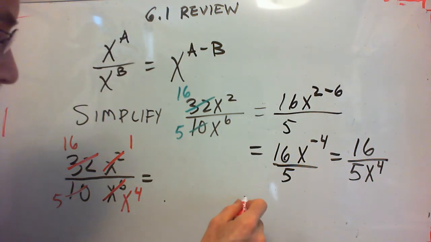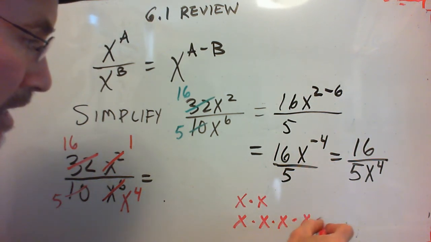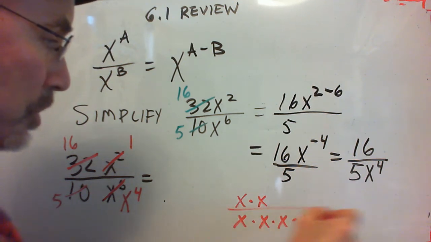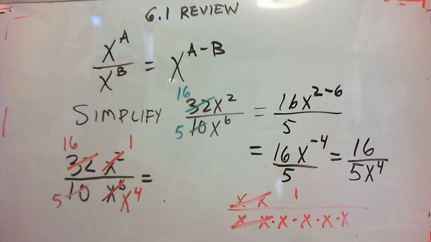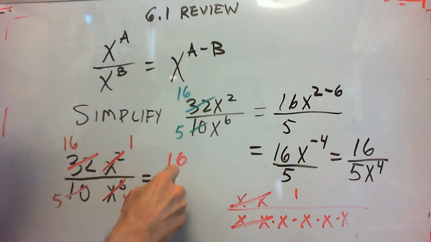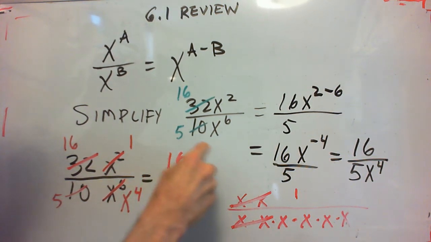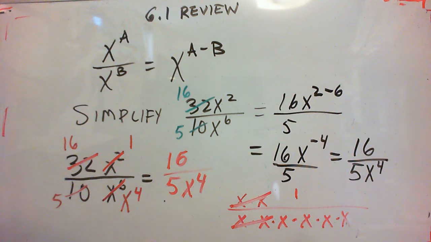Because what we really have is x times x over x times x times x times x. We have 2 x's over 6 x's. 2 x's cancel, leaving 1 over x to the 4th. So doing it this way, we get 16 over 5x to the 4th, canceling factors of x rather than using the division rule and dealing with the negative exponent. A lot of students find that a lot easier to do.